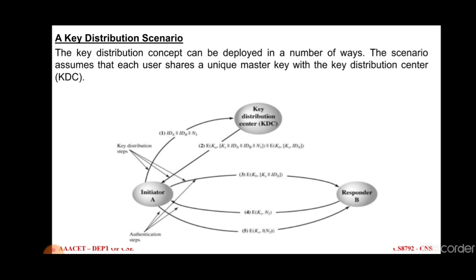Then the third step: initiator A sends the particular information about A to responder B, that is the encryption with KB, where KB is the key of B, and KS is the secret key, and IDA. After that the responder encrypts with that particular session key, the encryption of KS comma N2, and finally the initiator sends an acknowledgement, that is the encryption of KS comma F of N2. That means the initiator performs some function on the particular value N2. So this is the concept of key distribution using the key distribution center.